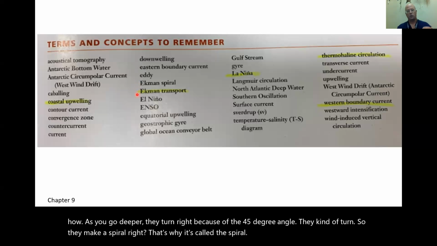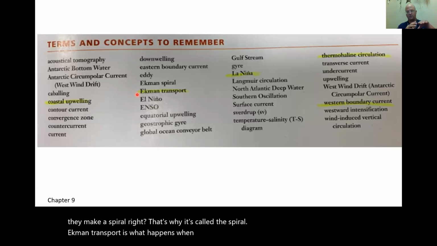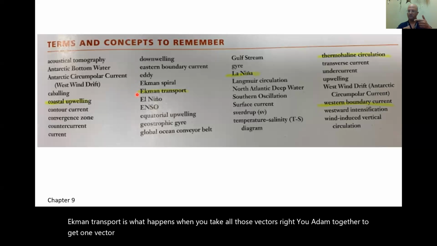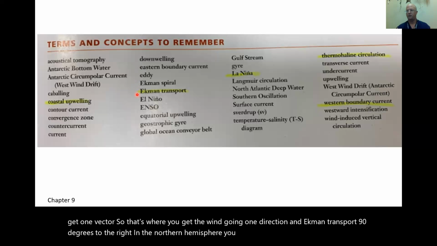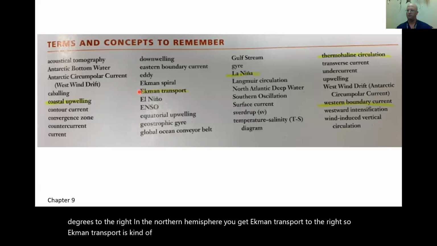Ekman transport is what happens when you take all those vectors, right? And you add them together to get one vector. So that's where you get the wind going one direction and Ekman transport 90 degrees to the right in the northern hemisphere. You get Ekman transport to the right. So Ekman transport is what you get if you sum all those arrows up for the Ekman spiral.